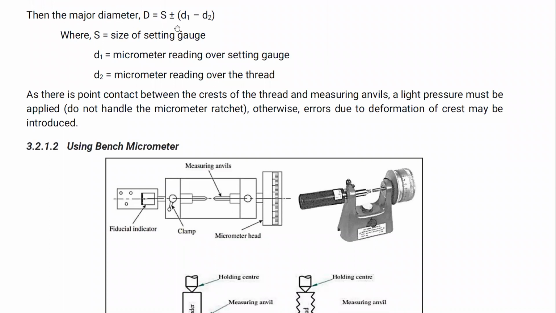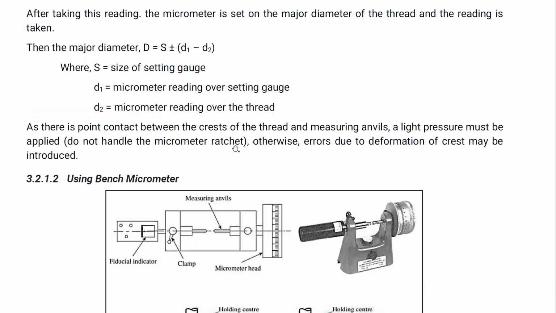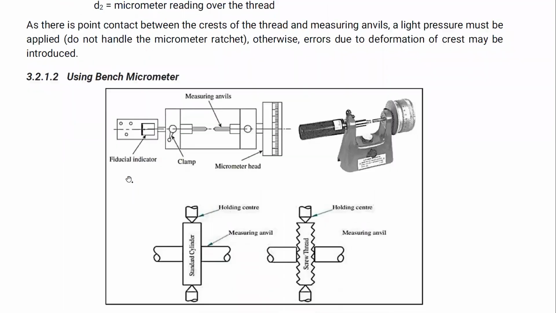D is our major diameter, S is the size of the setting gauge, then plus or minus D1 minus D2, where D1 and D2 are the micrometer readings over the setting gauge and over the thread. First we check the gauge and then we check the thread. As there is a point of contact between the crest of the thread and the measuring anvil, a light pressure must be applied. Do not use the micrometer ratchet, otherwise an error due to deformation of the crest may be introduced. So that is what we have to keep in mind.